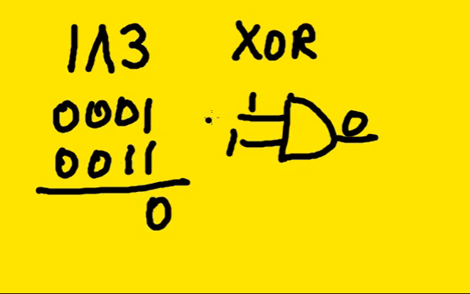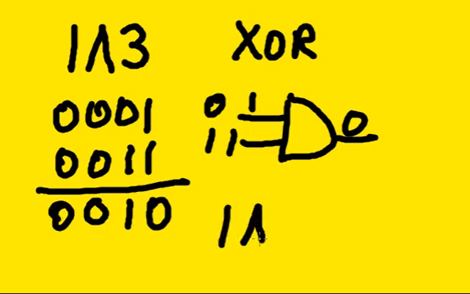Here I've got a 0 and a 1 on this output. I only got one of these 1s. There we go. There's my answer. It's 2. So 1 XOR 3 equals 0.